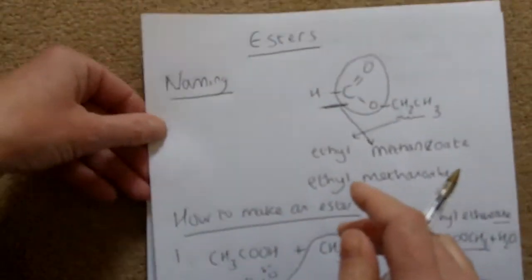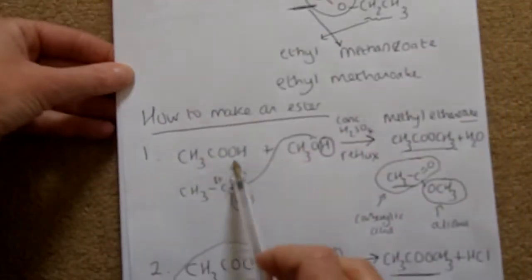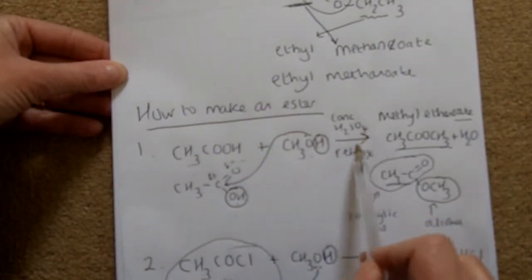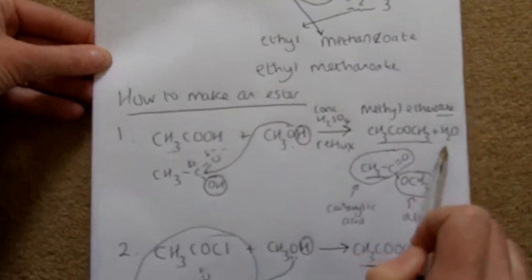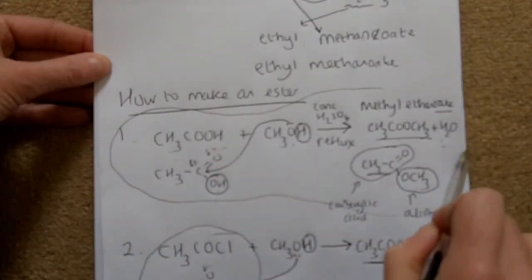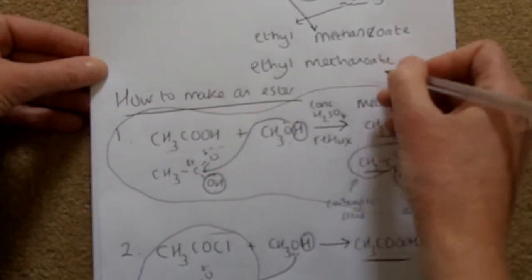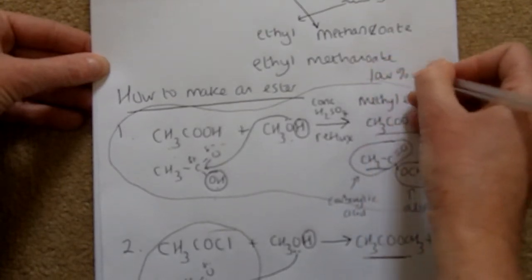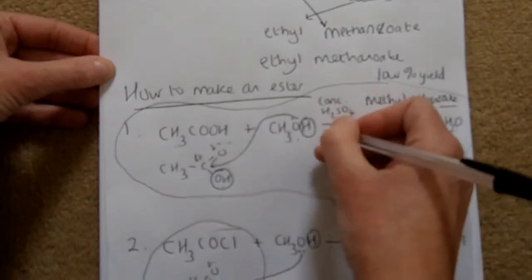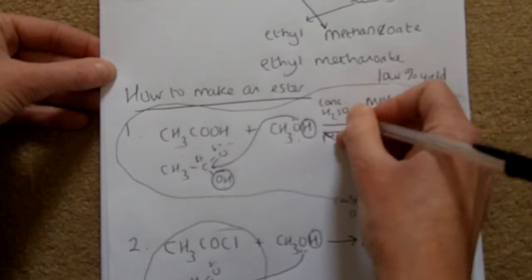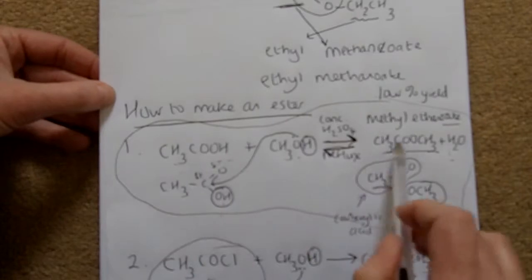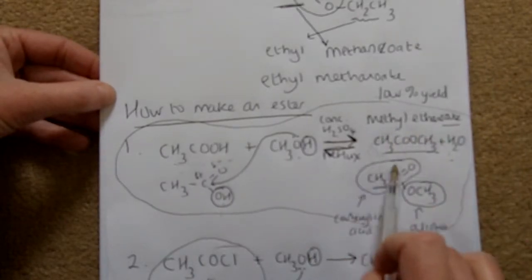Now when you're making an ester, you can use carboxylic acid plus the alcohol, concentrated sulfuric acid, reflux, to make an ester plus water. Now this is not a very good way to make an ester, because it gives quite a low percentage yield. And the reason why it gives a low percentage yield is that it's actually in equilibrium. Making an ester is in equilibrium, so you never get 100% yield of ester.